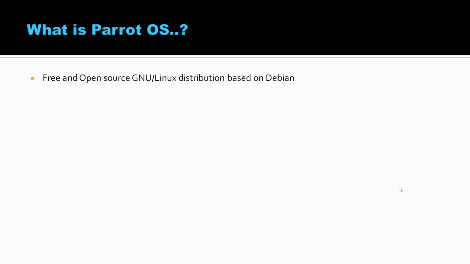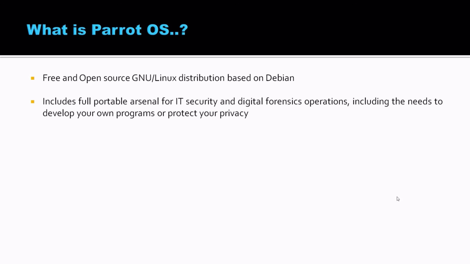Now, Parrot Security Operating System is a free and open source GNU Linux distribution based on Debian stable, designed for security experts, developers, and privacy-aware people. And it includes a full portable arsenal for IT security and digital forensics operations. It also includes everything you need to develop your own program or protect your privacy while surfing the net.